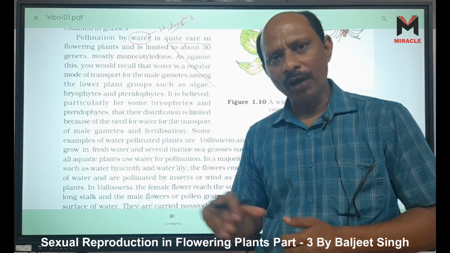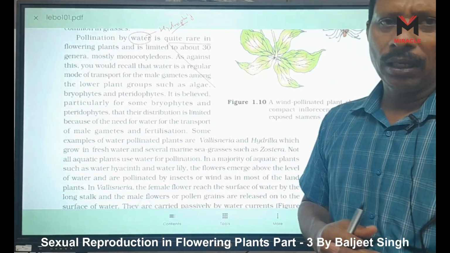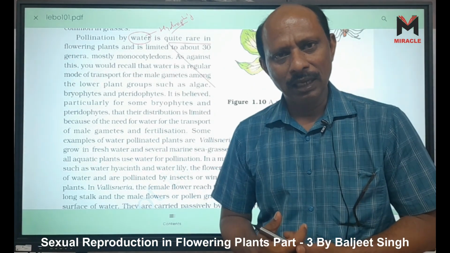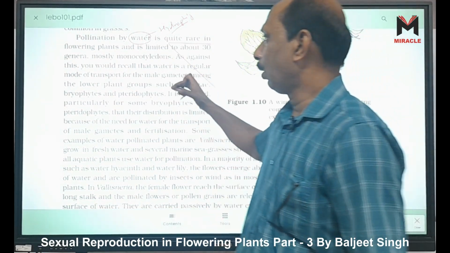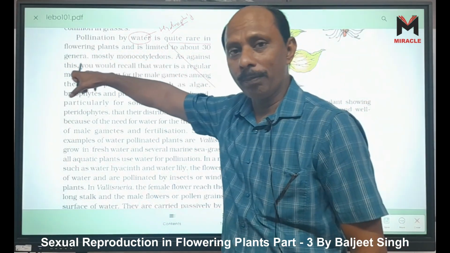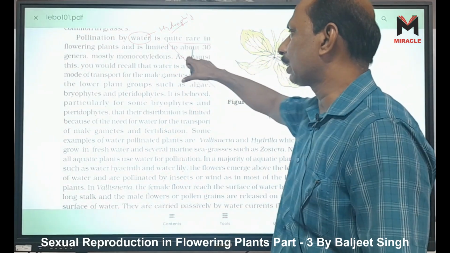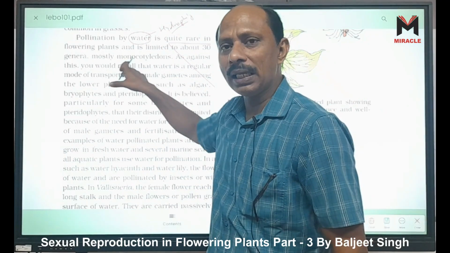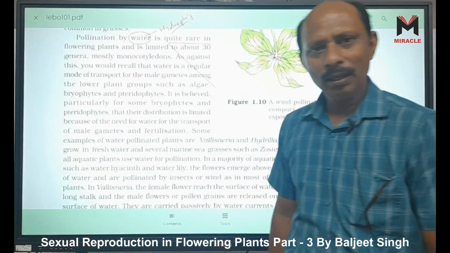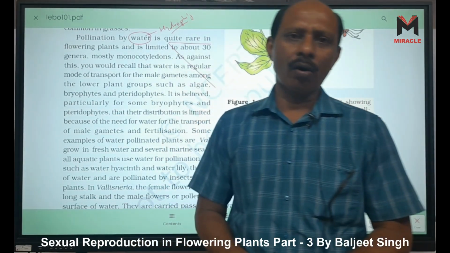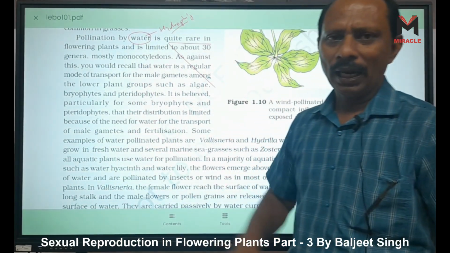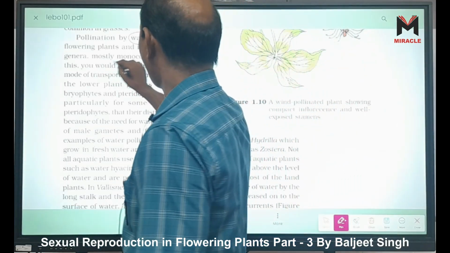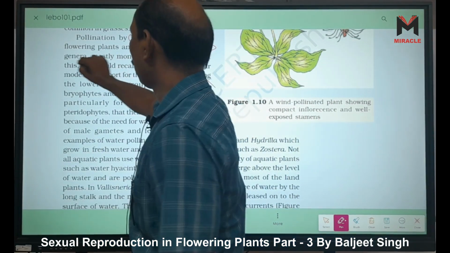But when we consider the bryophytes and pteridophytes, they need water for transportation of male gametes, antherozoids, right? So here it is given, rare in flowering plants, and limited to about 30 genera. How many genera are there? Only 30 genera, right? Mostly they are monocotyledons. Because in flowering plants we have two classes, monocotyledons and dicotyledons. So mostly they are monocotyledons, and these 30 genera also belong to monocotyledons, right?